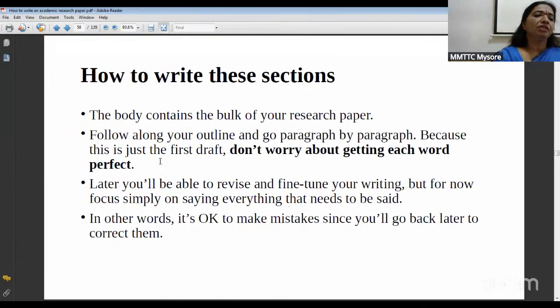follow it. Okay, so how to write these sections, that is results and discussion. The body contains the bulk of your research paper, so follow along your outline and go paragraph by paragraph, because this is just the first draft. Don't worry about getting each word perfect, because if we go on seeking perfection in each and every line in the beginning itself, you will not complete the work. Later you will be able to revise.